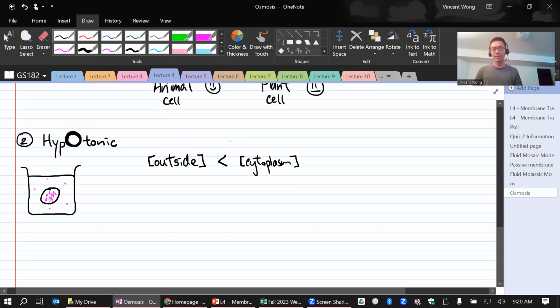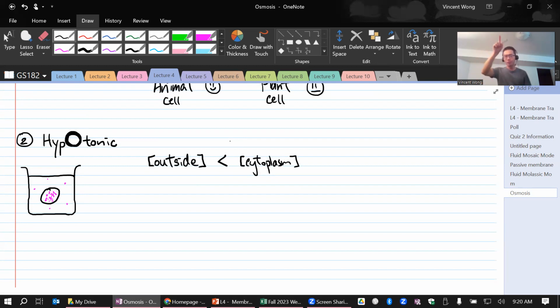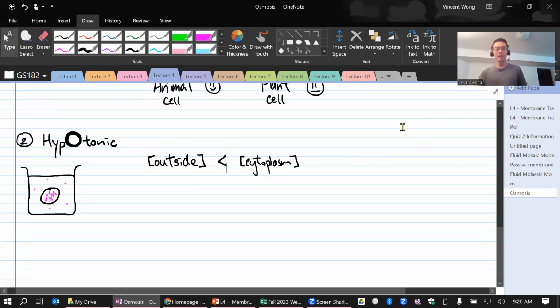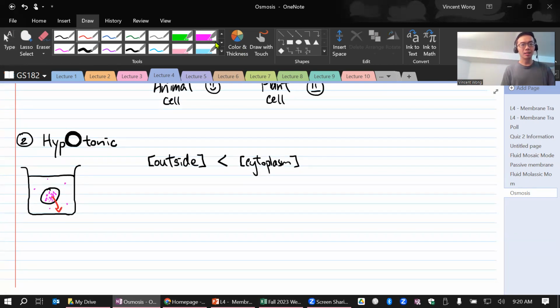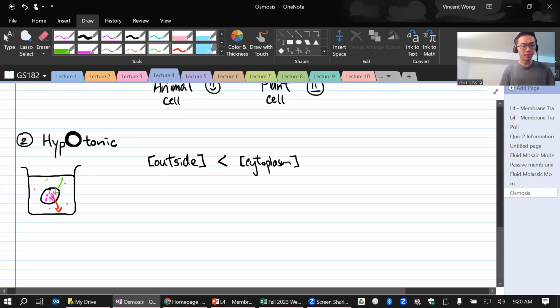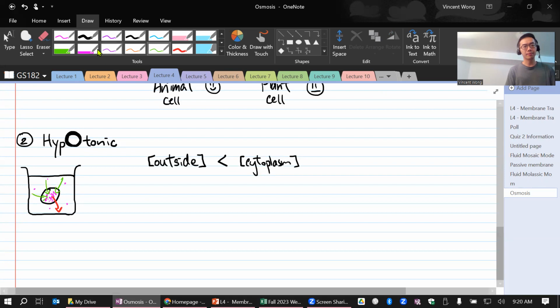So in this case, which way is water going to move? Think about the U-shaped tube that we were talking about. Which way is water going to move? Into the cell or out of the cell? Into the cell. Excellent. So we have some leaving, but we have more coming in.